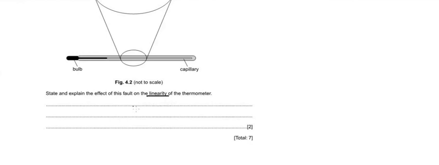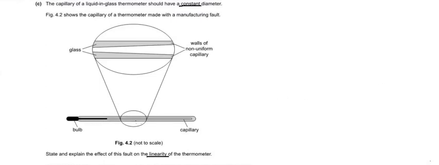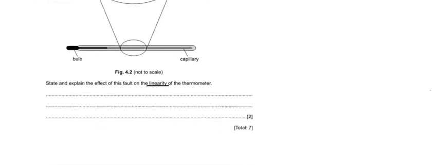So this is what is called linearity, and you can see this linearity will occur only when we have a constant diameter of the tube. Here the diameter is not fixed, the hole is increasing. So what will happen, the scale will not be linear. And we can write down over here what should be stated, and explain the effect of this fault on the linearity of the thermometer. So of course it won't be a linear scale.